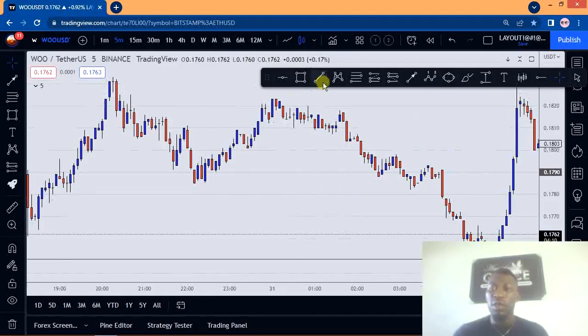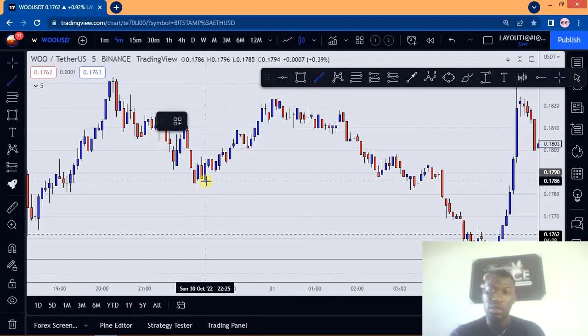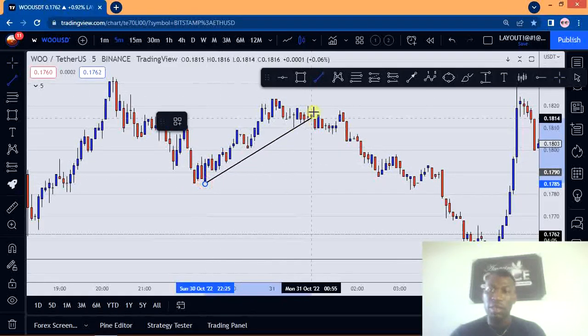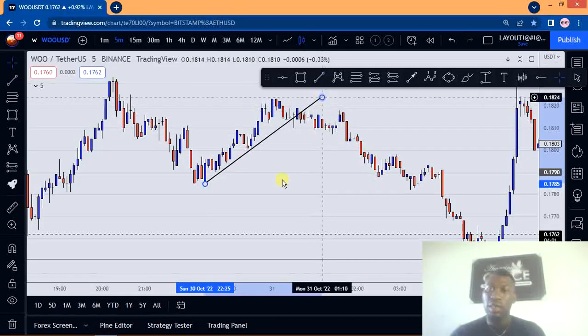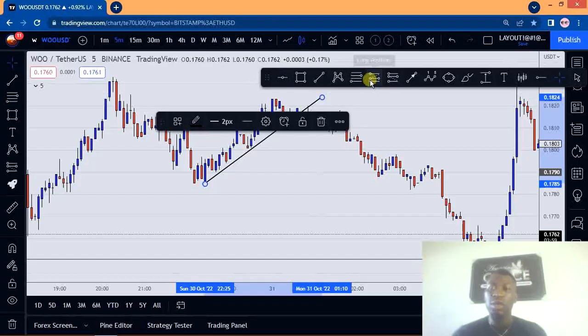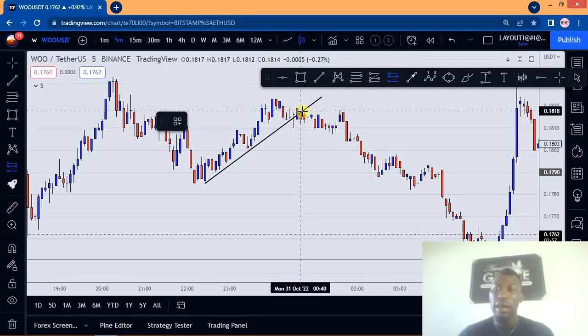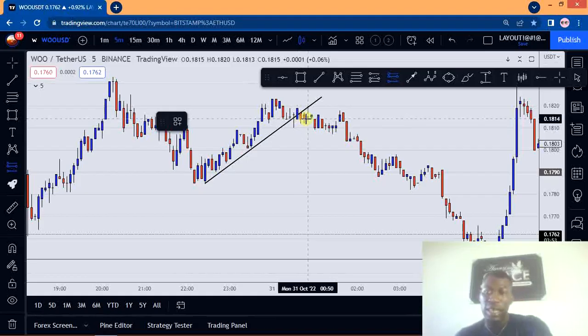For instance, now we can just come here. We draw our trend line from here to here. Apologies for the noise in the background, please. From here to here, we just set our short position from here. This is the candle. This is where the candle broke, right? So we'll enter our short position.